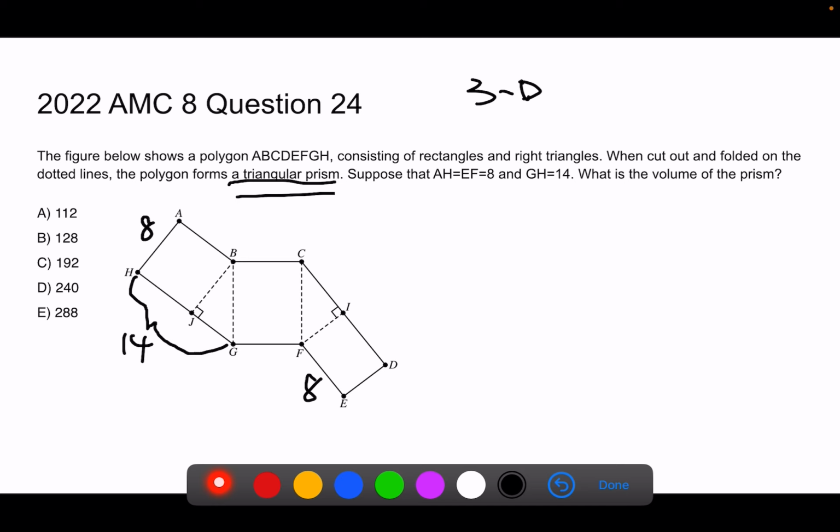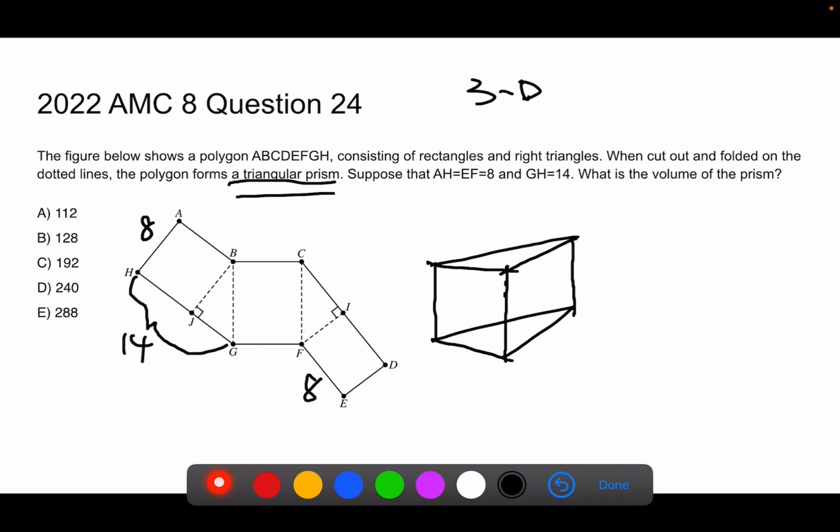And for this question, we need to figure out a way, which is the same for any 3D geometry question, to make it easier for you to create the shape. The shape in 3D is a triangular prism, which means it's a prism where the base is a triangle, and all other three faces are rectangles.